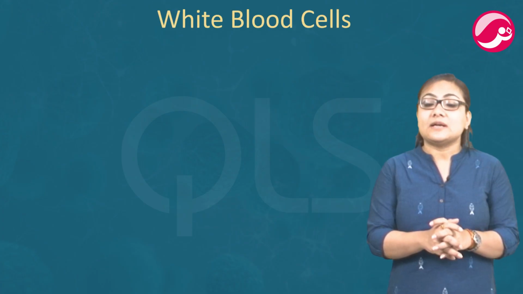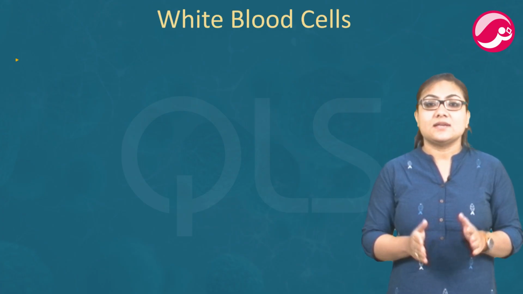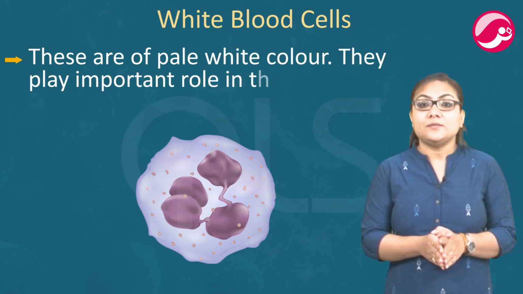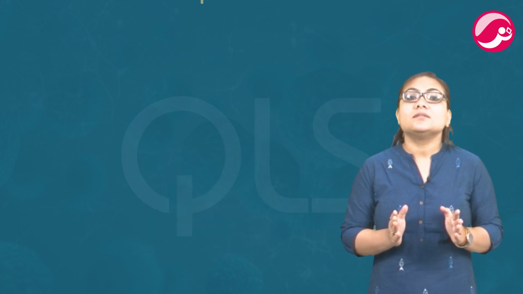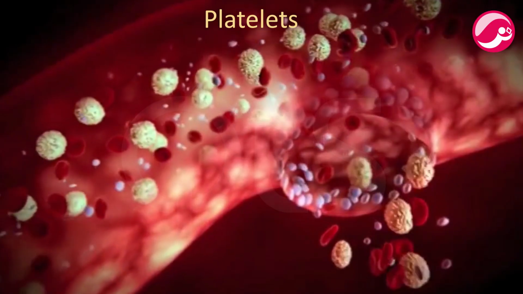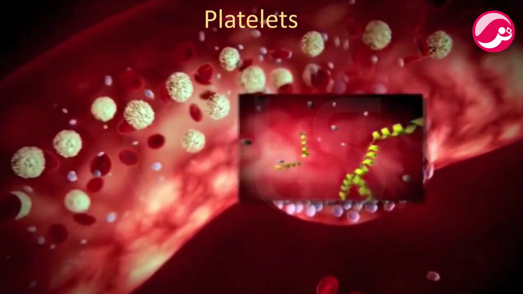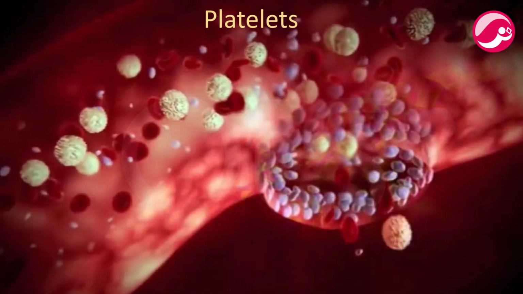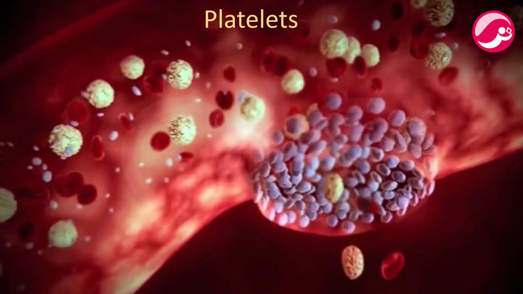Now let's talk about WBCs, that is the white blood cells. These are of pale white color. They play an important role in the immunity. Now platelets. Platelets are responsible for blood coagulation. Blood coagulation is a defense mechanism which prevents excess loss of blood in case of an injury.